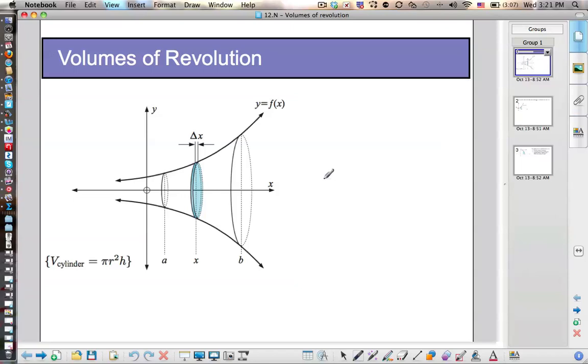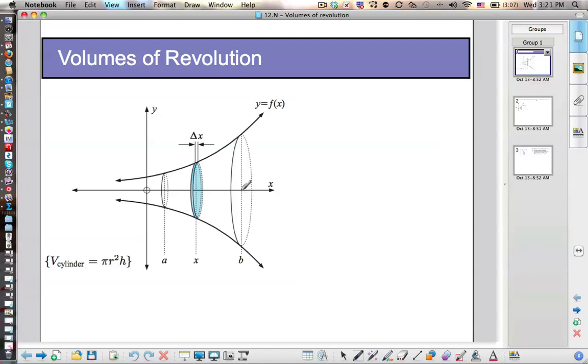This is Mr. White and Mr. Rops. We're going to show you the last topic in our integral calculus unit, volumes of revolution. It's sort of a pretty easy idea, although it looks very complicated.